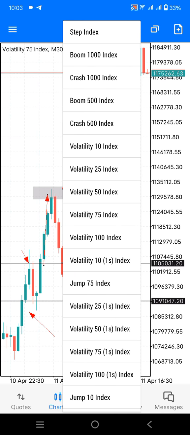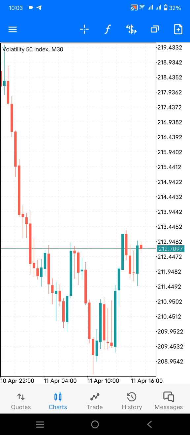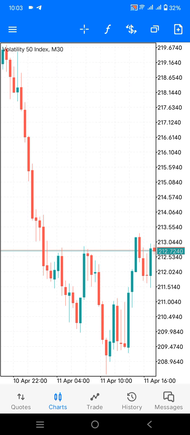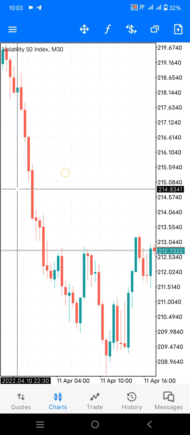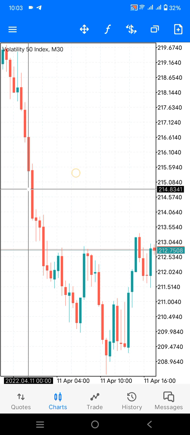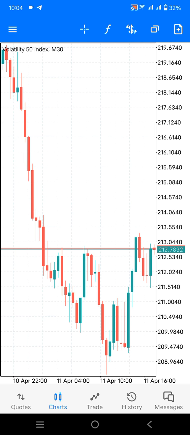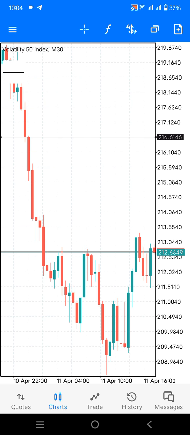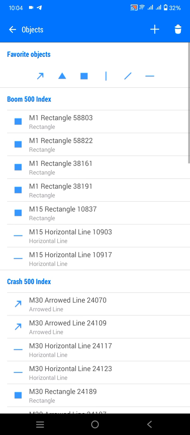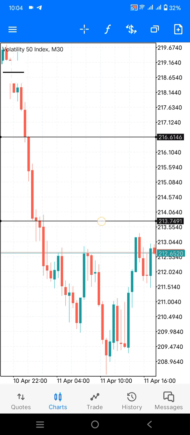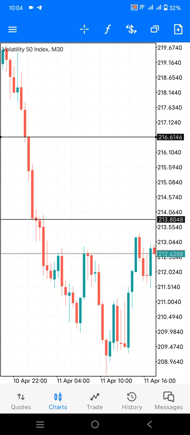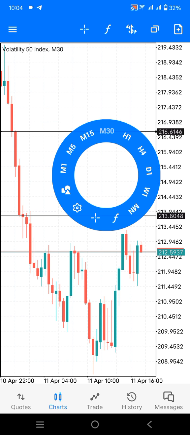So now let's move on to another. I will check the VIX 50 index. You just need to mark the start of the day. And here is the start of the day candle, guys, this one. Now let's mark the two candles, the first one and the second one, the high and low area.